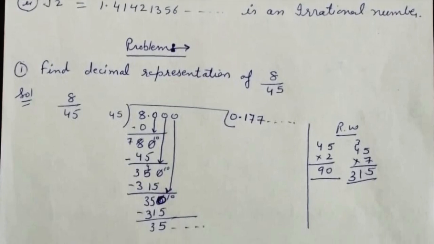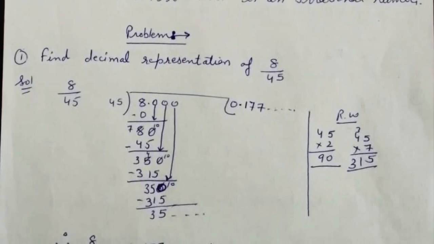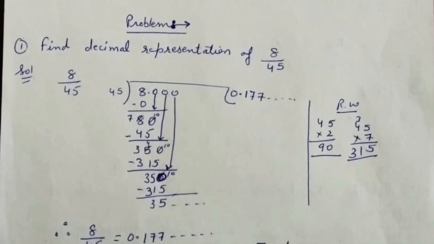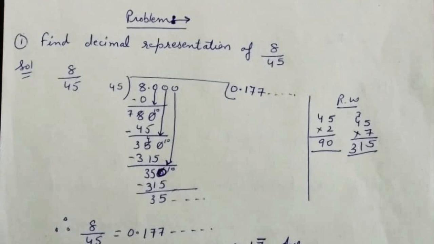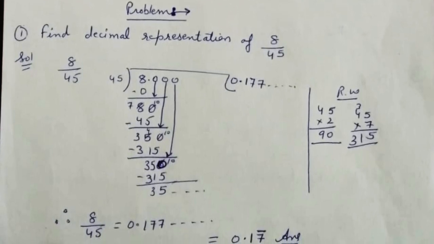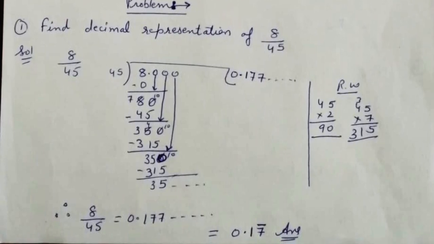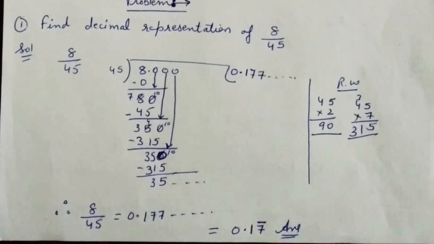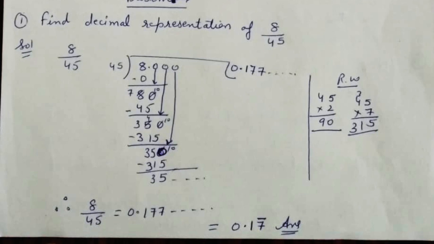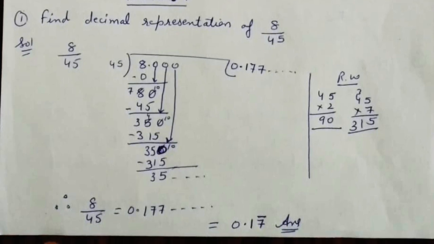Let us solve one problem based upon this. Find the decimal representation of 8 upon 45. When I divide 8 by 45, you can see we will get quotient 0.177 going on endlessly. Here the remainder is again non-zero. So I can write 8 by 45 as 0.177 going on endlessly. Here only one digit is repeated. So I can write it as 0.17 bar.